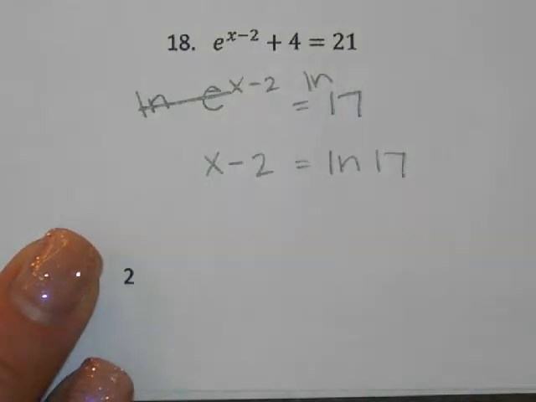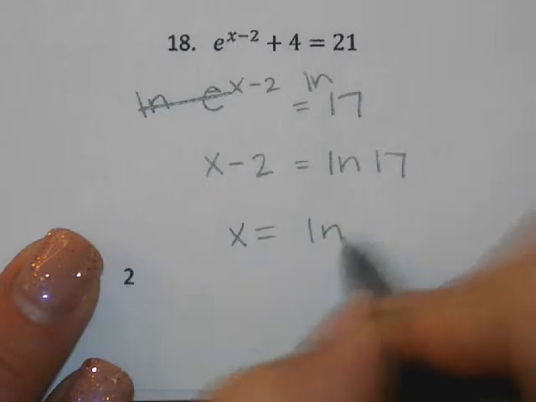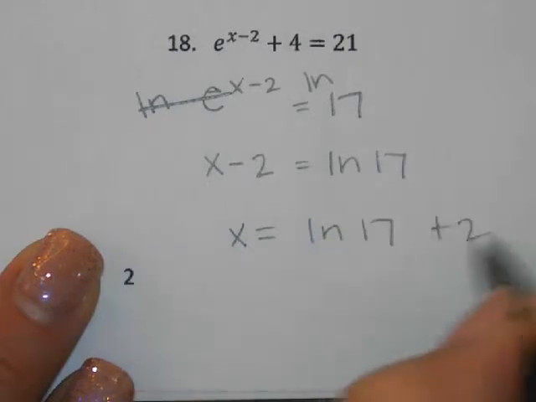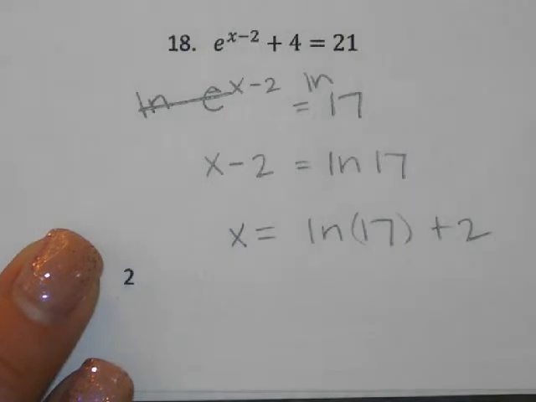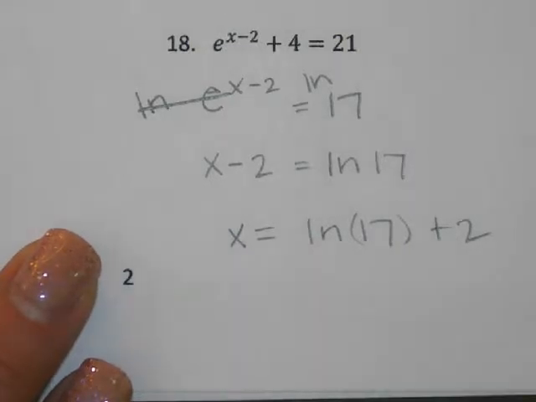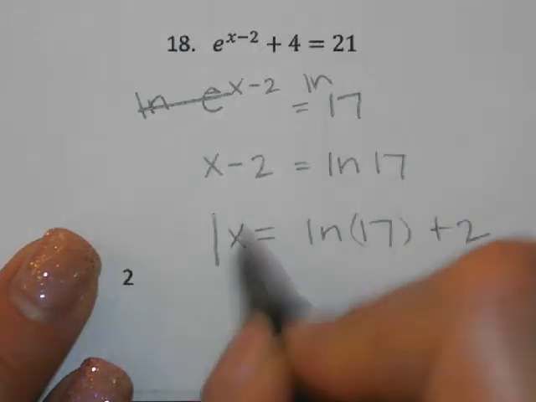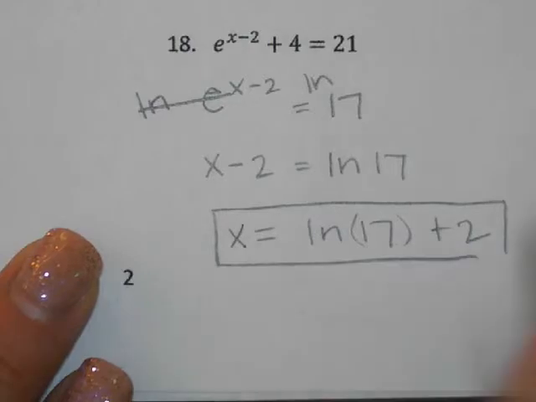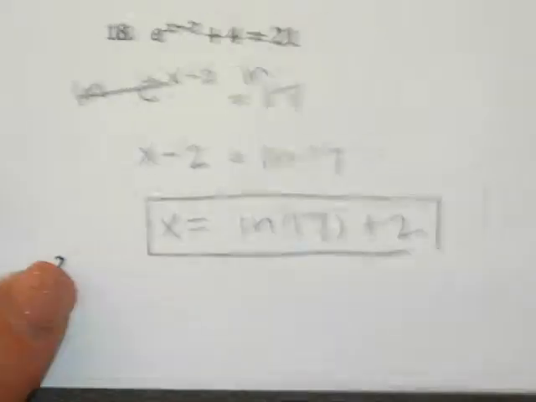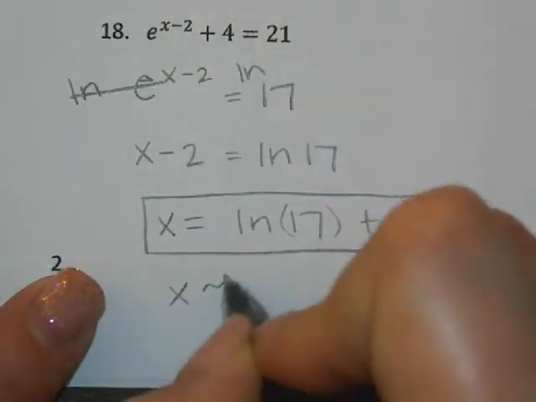And then what do you do? Add the 2 over. Do you add it to the 17? No. So the 17 got ln'd, that means that there's technically parentheses right there, and the plus 2 is just on the end. So this is our exact answer. I can't remember if the instructions want you to round or not. Yep, round to 3 decimal places. So that means we need to type it in our calculator and see what decimal we get.